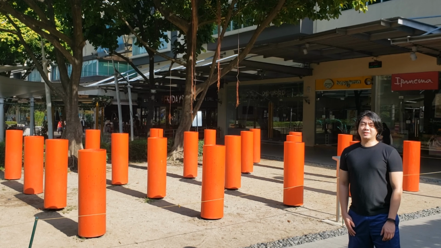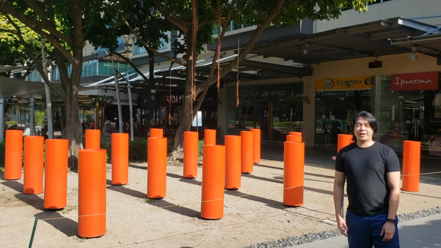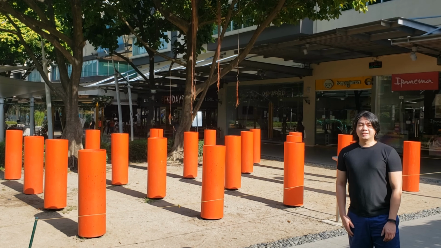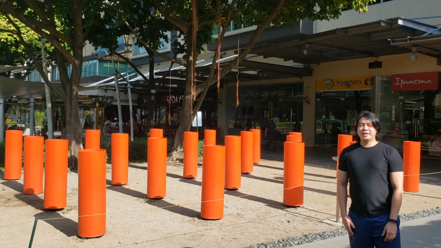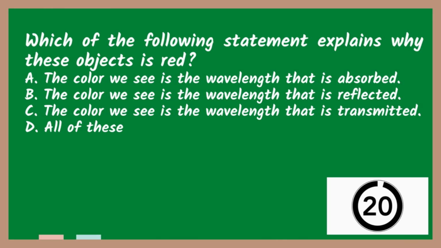Which of the following statements explains why the color of these objects is red? A. The color that we see is the color that is absorbed. B. The color that we see is the color that is reflected. C. The color that we see is the wavelength that is transmitted. D. All of these. The correct answer is letter B, the color that we see is the wavelength that is reflected.